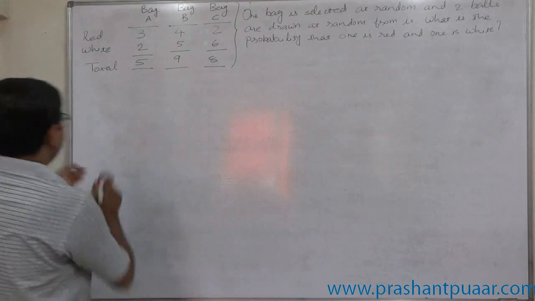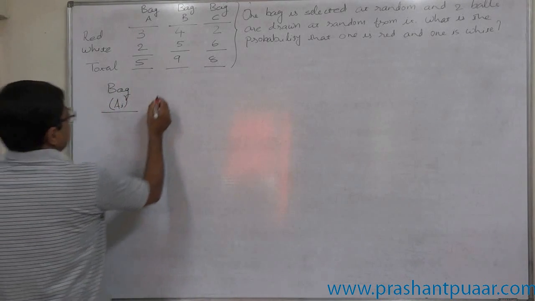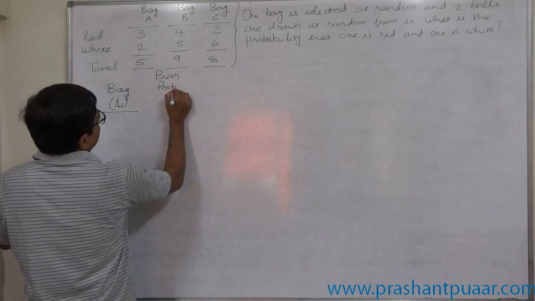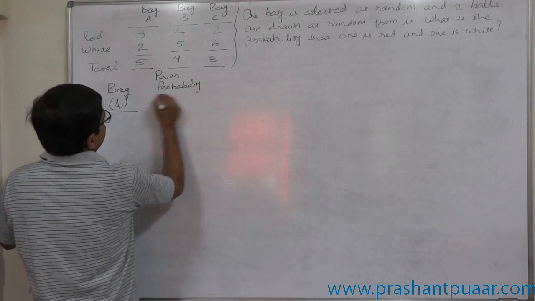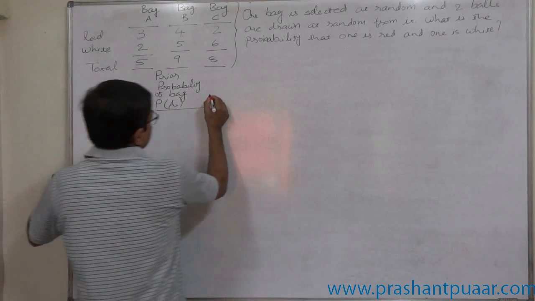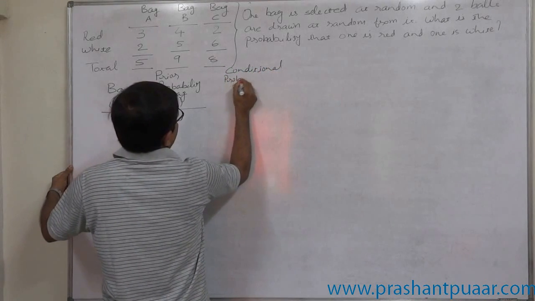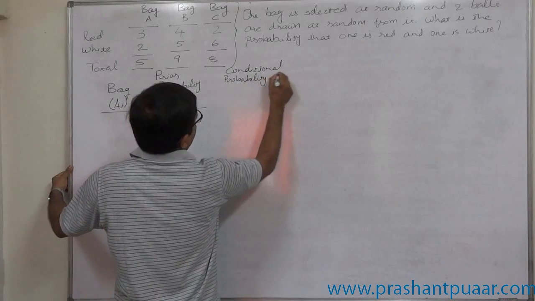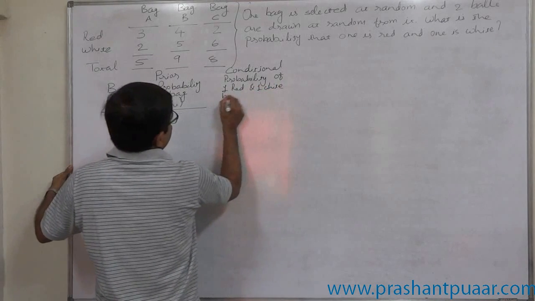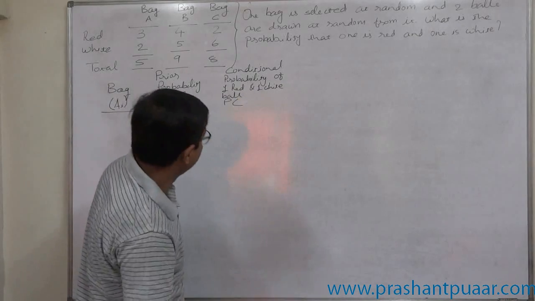First is bag, then the prior probability of bag, that is P of Ai, then the conditional probability of one red and one white ball, that is P of B given Ai.